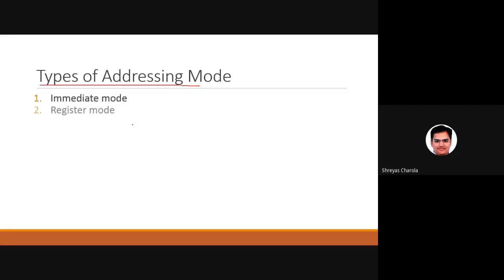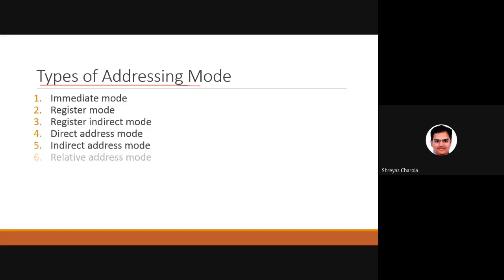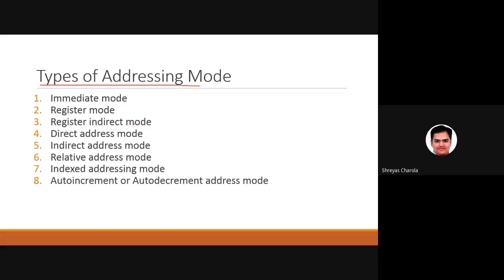The topic is the types of addressing modes. If you look at the different types of addressing modes, we have the immediate addressing mode, register addressing mode, register indirect, direct, indirect, and relative addressing modes. Though you already had direct and indirect addressing mode in the first unit, there are certain different addressing modes.